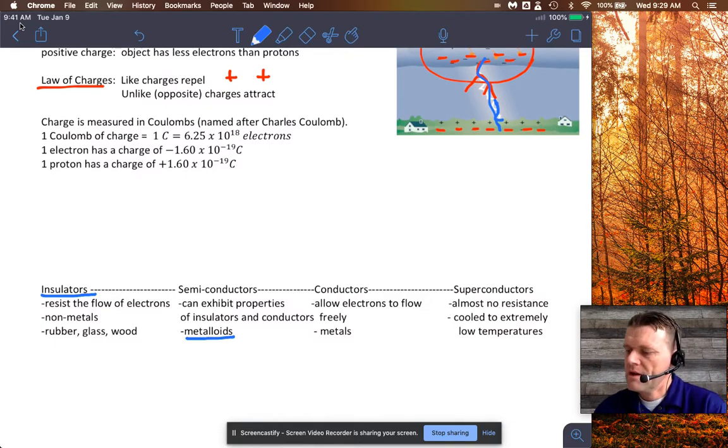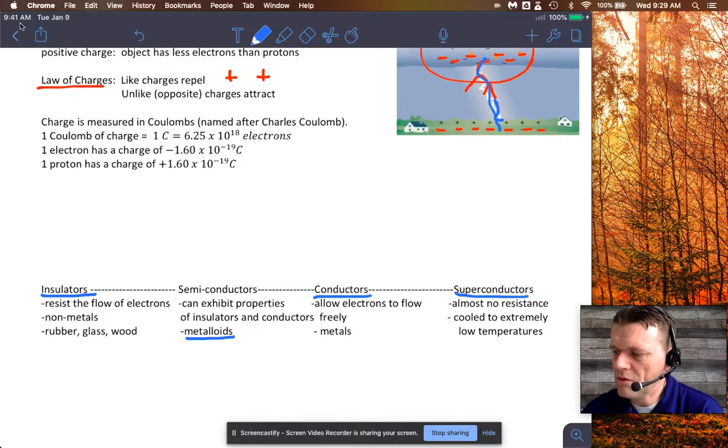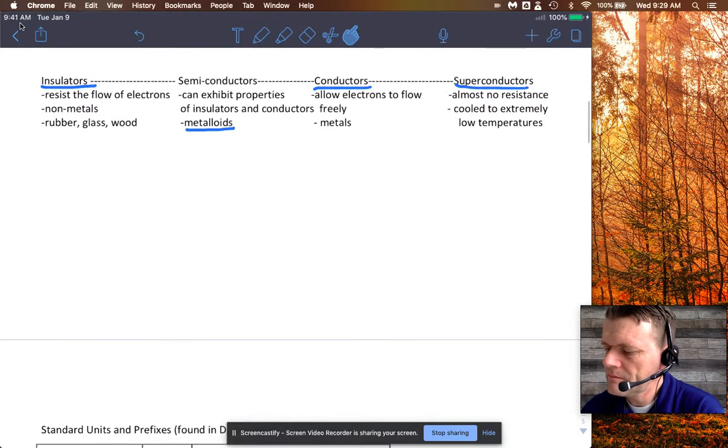But conductors, these are the materials that allow electrons to flow really easily, and they're all metals, basically. Every metal is a little bit different in terms of how well it can conduct. And then under ideal conditions, you can get superconductors. They have almost no resistance at all. Current can flow extremely easily, unimpeded. They tend to be super cooled, though. They have to be cold in order for that to happen.